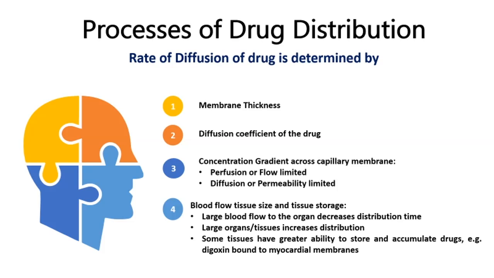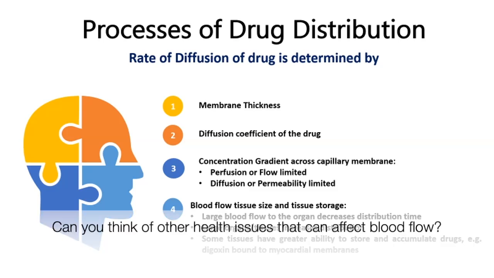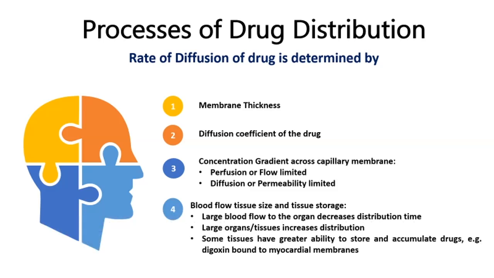So if the rate limiting step is the flow of blood due to the heart issue, then it's going to be perfusion or flow limited. If the diffusion of your drug is slow across membranes into tissues, it's no longer affected by blood flow. There's nothing wrong with the blood flow now, but it is just slow in getting across the membrane into the tissues, then it is distribution.